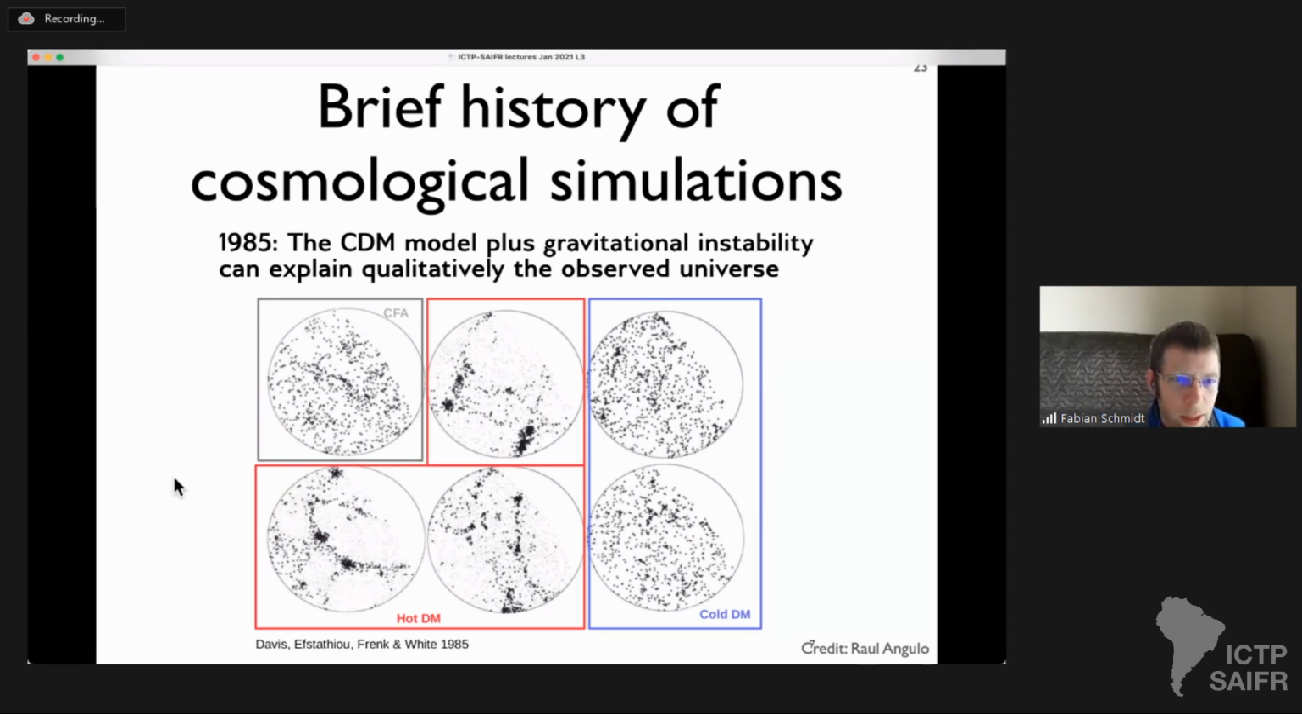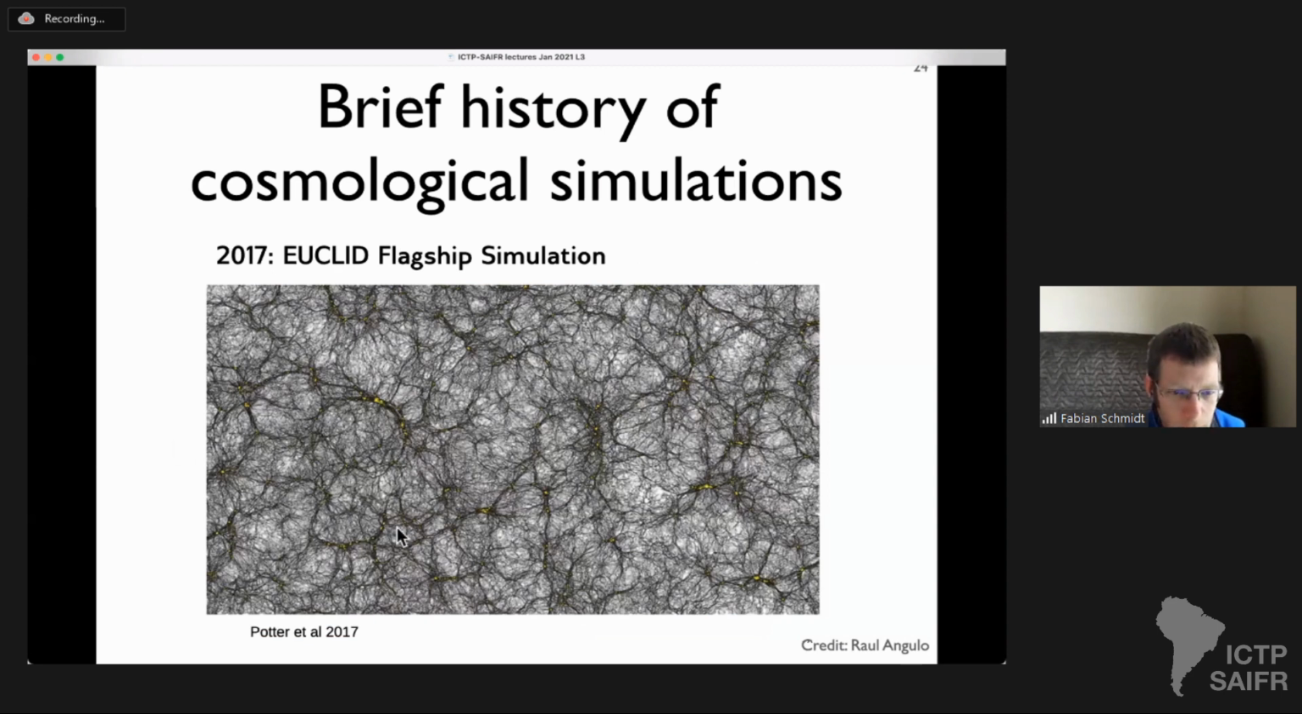simulations. And then today we're in the regime of, I think this one is one of the biggest in terms of volume. It has multiple gigaparsecs on the side. This was run for the Euclid survey. So we've truly come, I think, of order 10 orders of magnitude or 9 orders of magnitude in terms of particle number and resolution. Quite impressive.